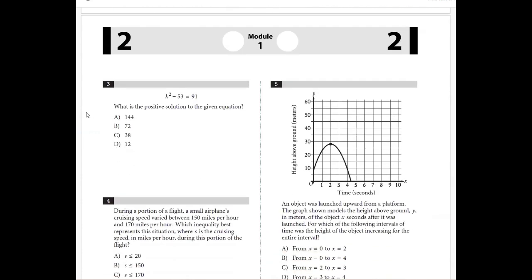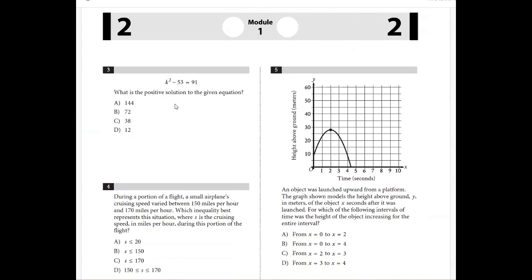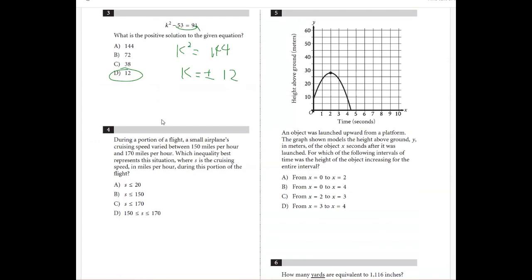What is the positive solution to the given equation? Put the minus 53 over here, and it becomes 50. K squared is equal to 144 because we're adding 53 both sides. K is equal to plus minus 12. So D, we only need the plus 12, so D is correct.